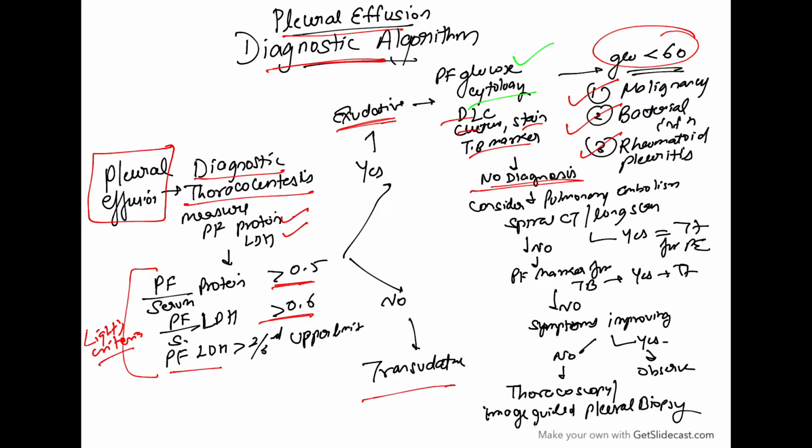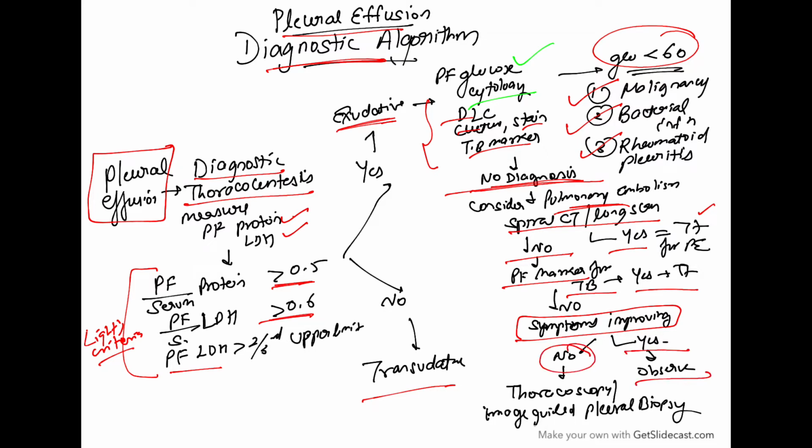So if no diagnosis is made out of all of these things, then we can consider pulmonary embolism and we can go for spiral CT or a lung VQ scan. If it shows pulmonary embolism, we can go for treatment. If not, then we can go for the marker for tuberculosis. If they are found, then we can go for treatment for pulmonary tuberculosis. If not, then we'll see whether symptoms are improving or not. If symptoms are improving, then we can observe. If they are not improving, then the last option is pleural biopsy. We can go for thoracoscopic or image-guided pleural biopsy.